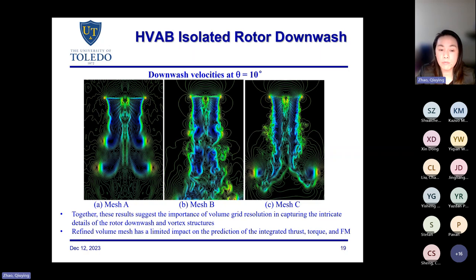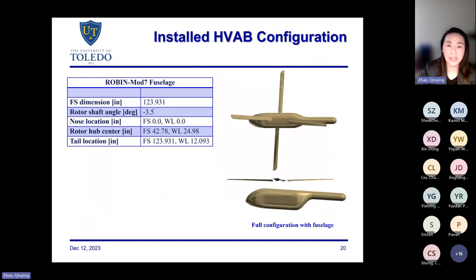So together, these results imply how important the volume grid refinement is for the prediction of the details of the downwash vortices. And refined volume mesh has a limited impact, however, on the prediction of the integrated values such as figure of merit and the thrust. I have to go quickly.